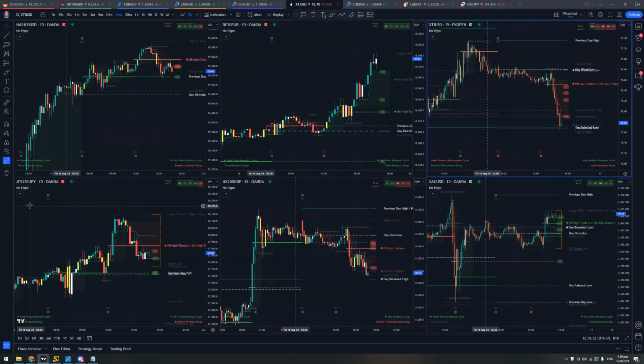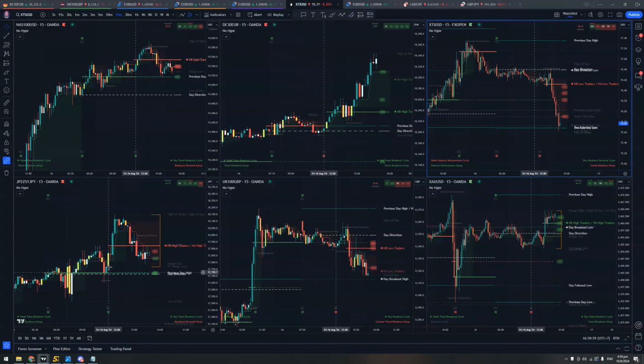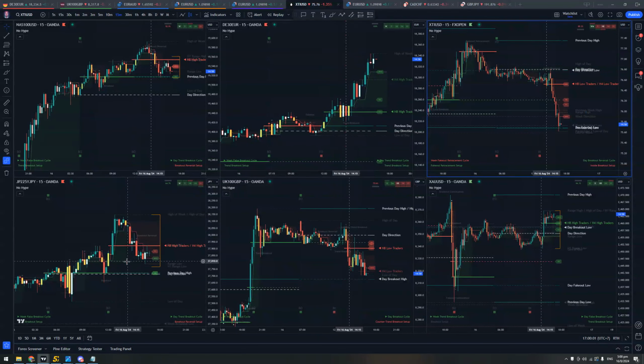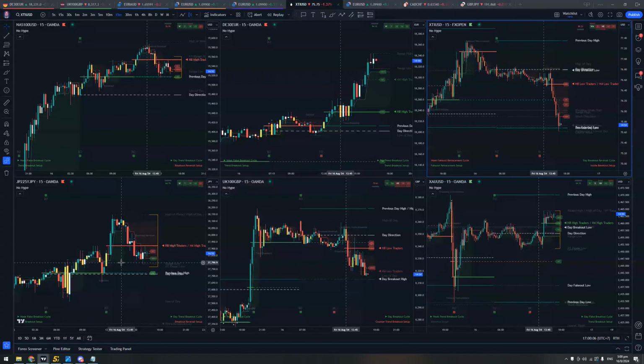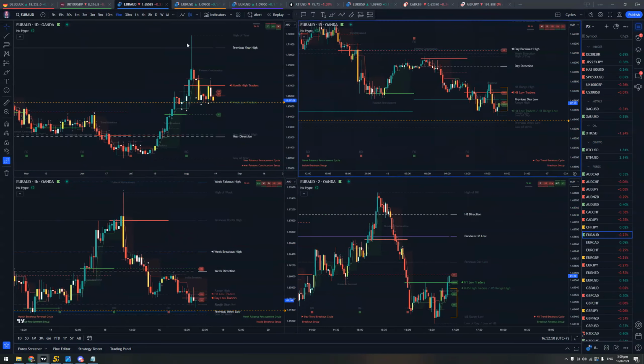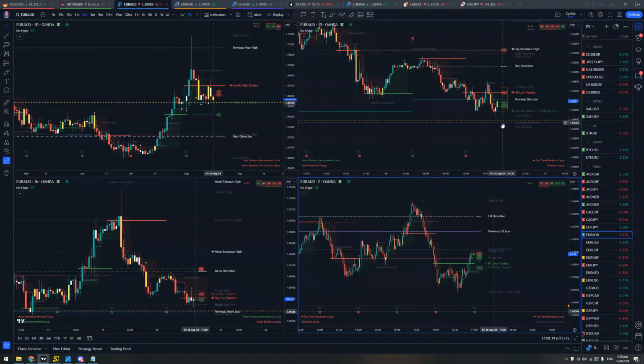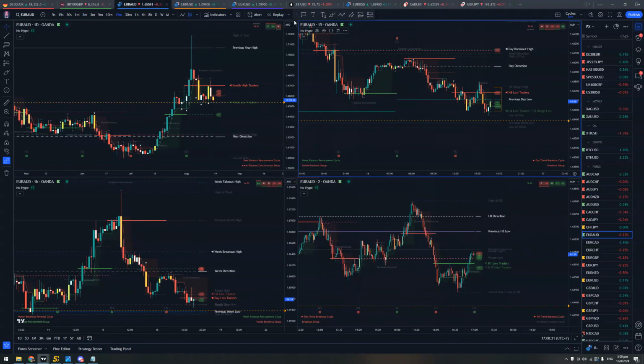I had Nikkei in the morning. This pullback almost took me out, but I did manage to stay in, came up, took partials here, and then my runners got taken out on this move. I was loosely trailing my runners, but unfortunately, this big drop took me out. And then my Euro Oz is still going, hasn't reached my target yet, and yeah, that's it.